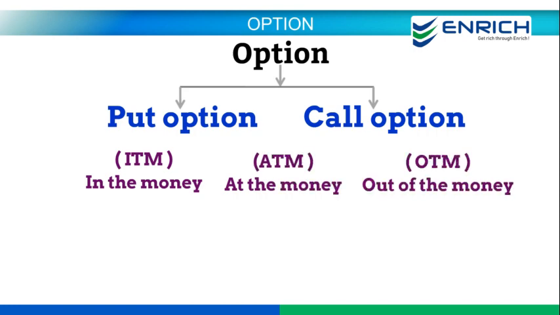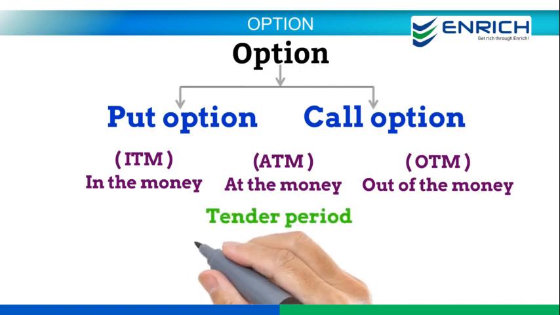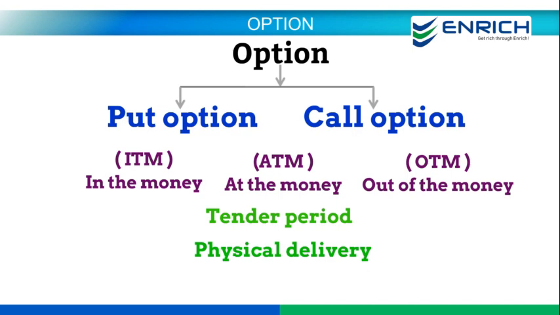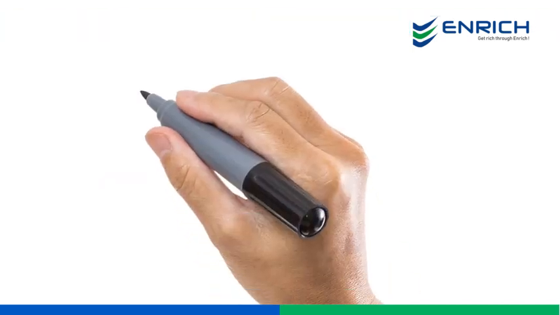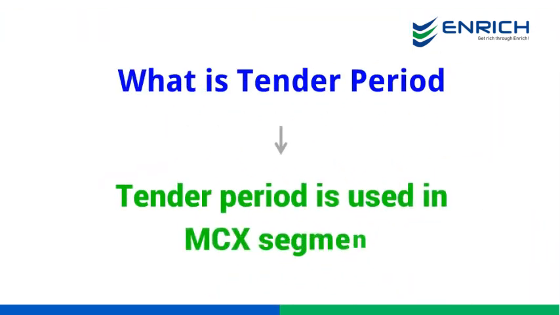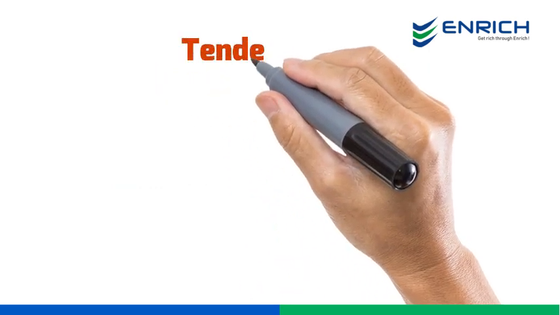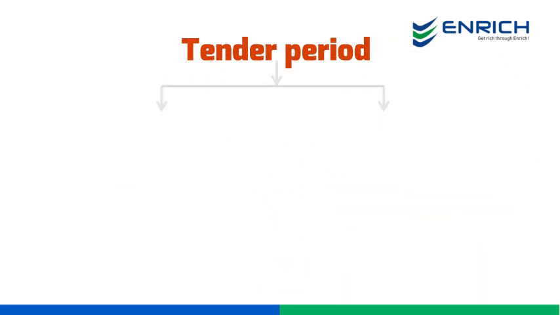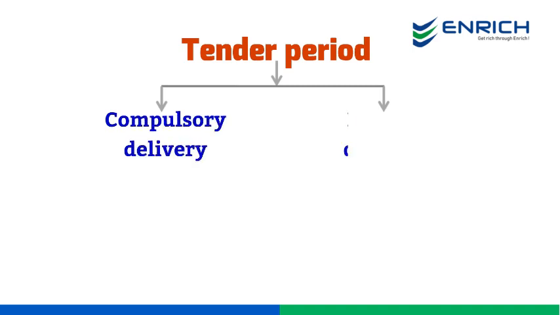Here, you need to know two major points. One is the tender period and the second is physical settlement or physical delivery. Now, tender period is used in the MCX segment. There are two types of delivery mechanism for a script in tender period: the compulsory delivery and the normal delivery.